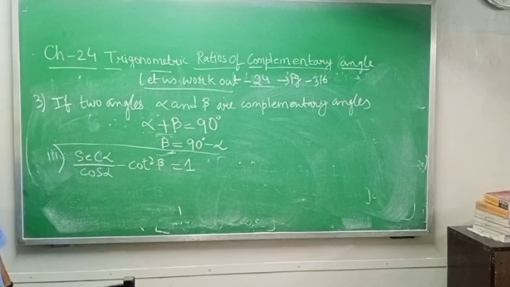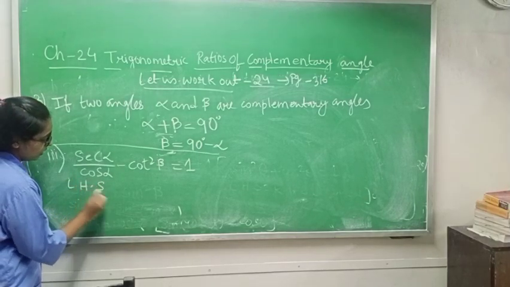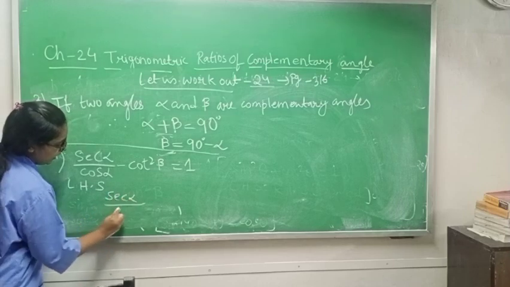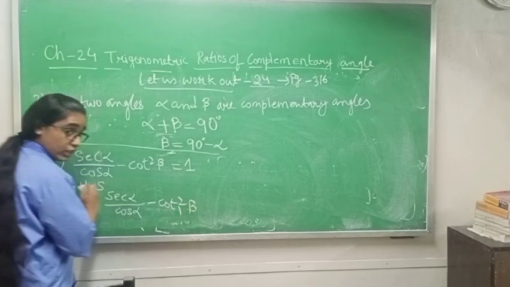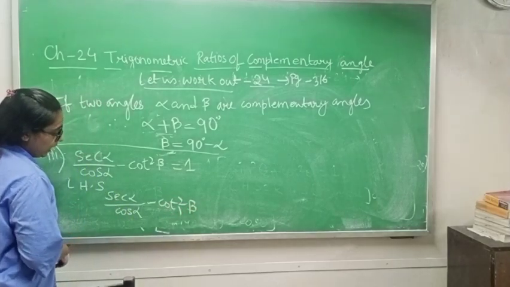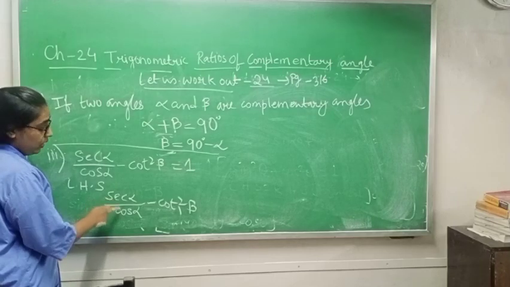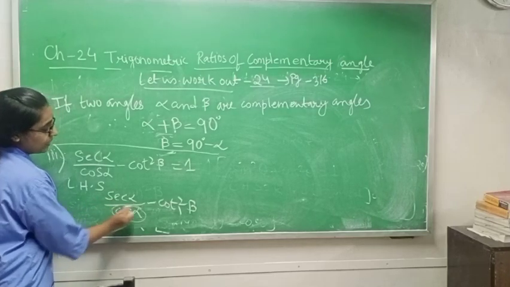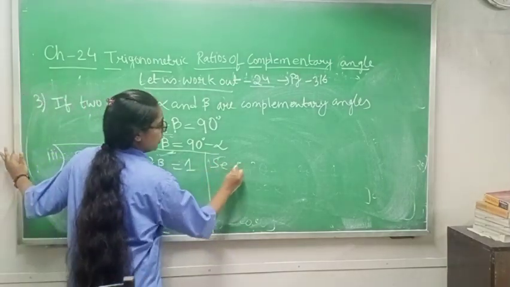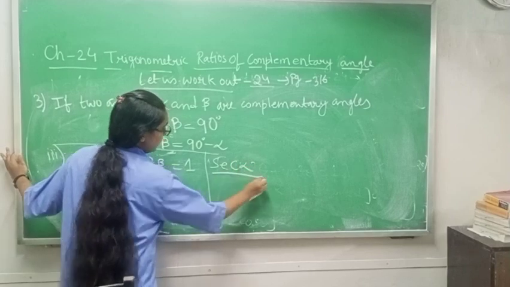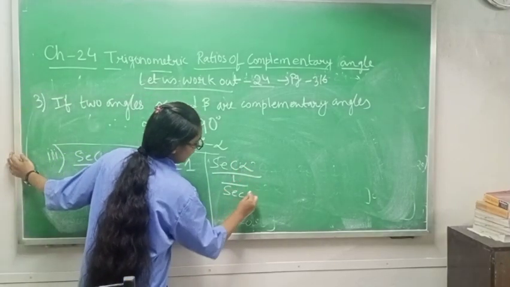Again, first I will take LHS. So LHS is sec alpha by cos alpha minus cot square beta. After doing this, in place of cos we can write 1 by sec. How? I am showing you how. First I will write sec alpha, then in place of cos alpha I am writing 1 by sec alpha.